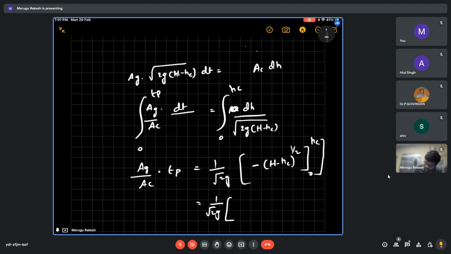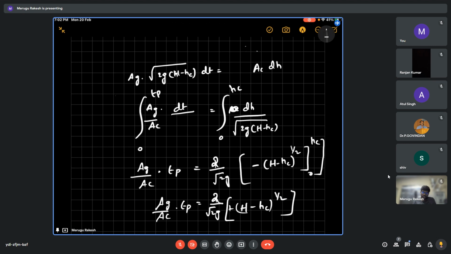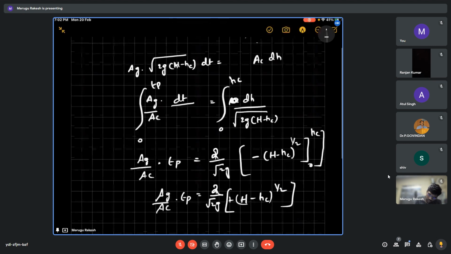So if we keep hc, H minus hc, and if you keep 0, then you will get, so this term, you will get 2 here. Okay, you get 2 here. So this is the derivation. So this is the tp that you need to find.